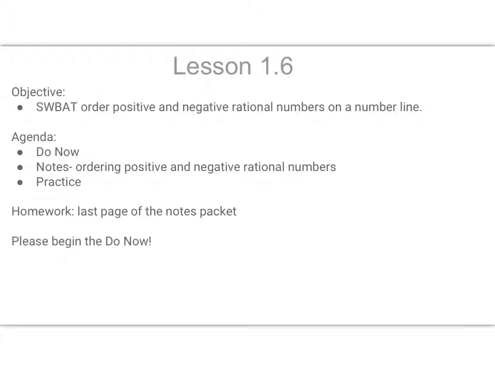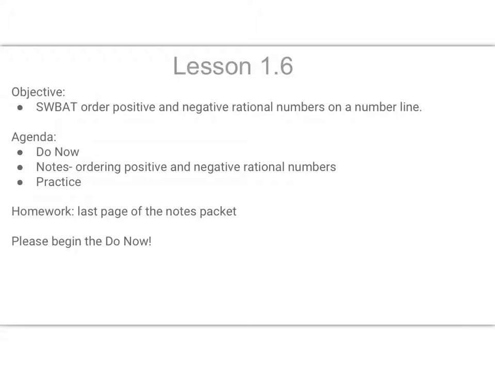All right, for this lesson, we're going to pick up where we left off in the last lesson. In the last lesson, we were ordering positive rational numbers. Remember, we added fractions and decimals to our skill set of being able to order. And what we're going to add today is negative rational numbers, and we're going to see how to make sure we can put those numbers on number lines in the correct order. So let's go ahead and review the answers to the do now, and then we will get started.